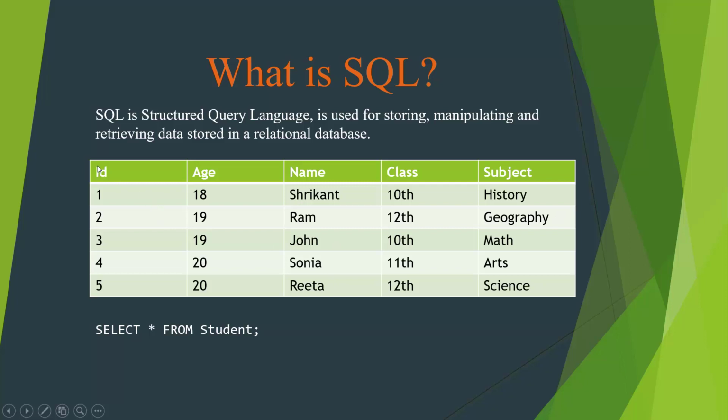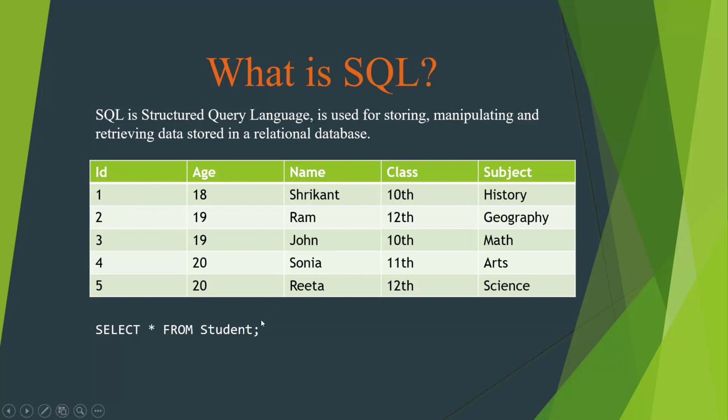I have stored some very basic structured data in this PPT. I have stored id, age, name, class, subject, and for the respective columns I have stored the information. The green color shows the columns, and the data pointed out is called a row.